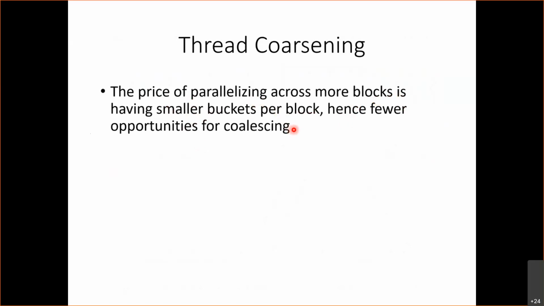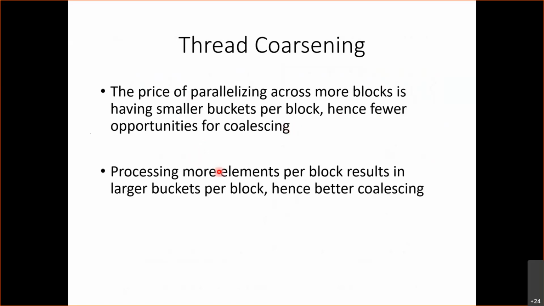So if all these blocks are running in parallel, great. If these blocks are going to be serialized, I might as well give each block more work so that each block has larger buckets, so that each block has better coalescing opportunities. So if I process more elements per block, this will result in larger buckets per block and hence better coalescing. Let's take a look at what that looks like.